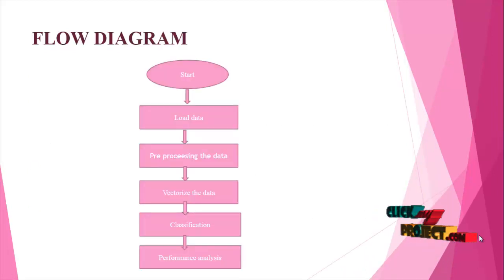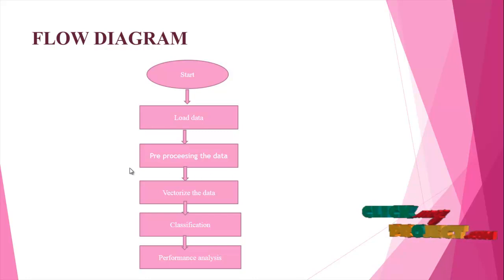Now we are going to see the flow of the process. First, load the dataset. The dataset is in the form of reviews, ratings and comments. After that, we have to pre-process the data. In this step, we have to find the missing null values and non-null values, and also display the number of null values and non-null values that occurred.